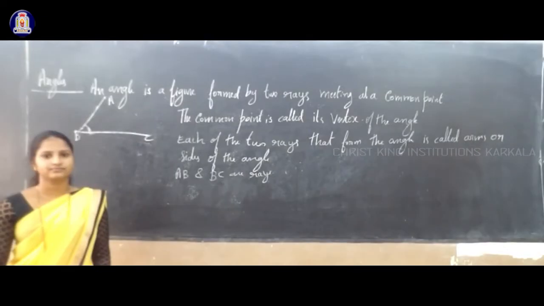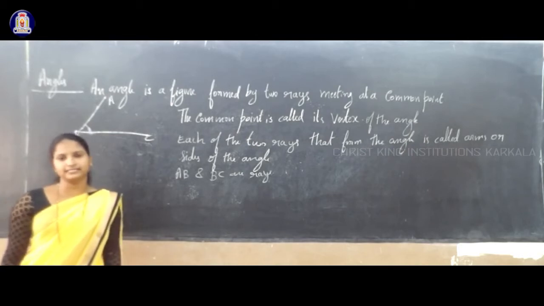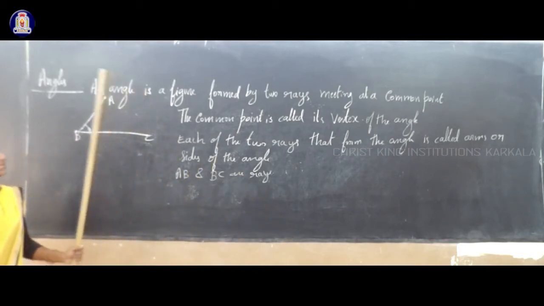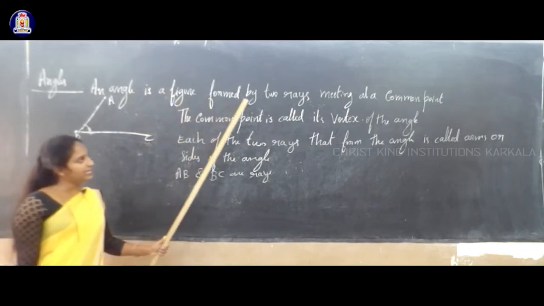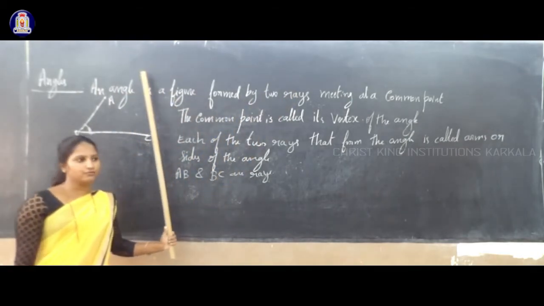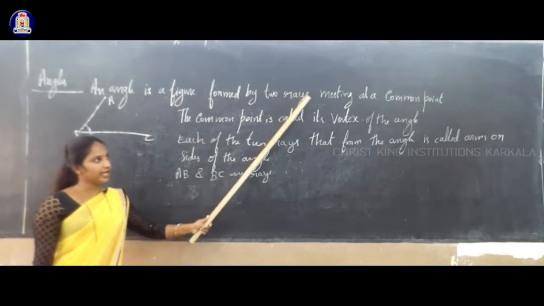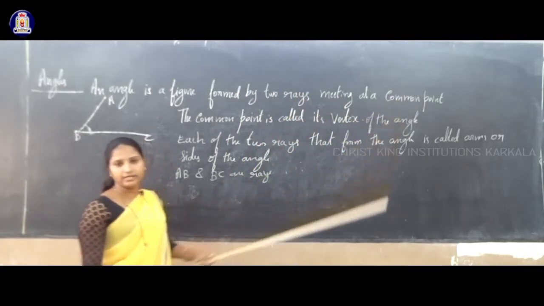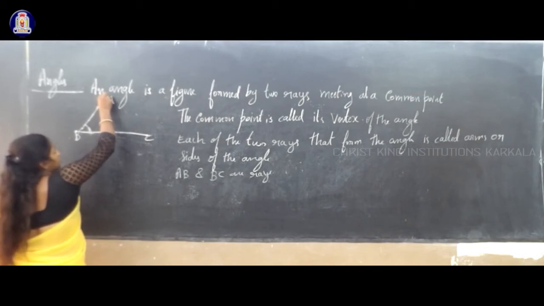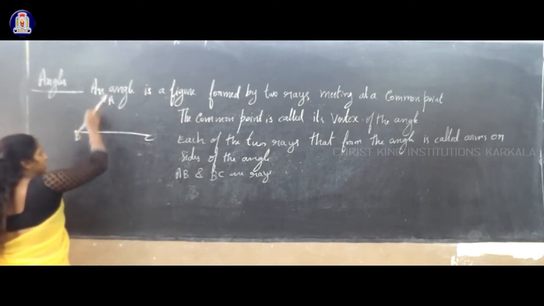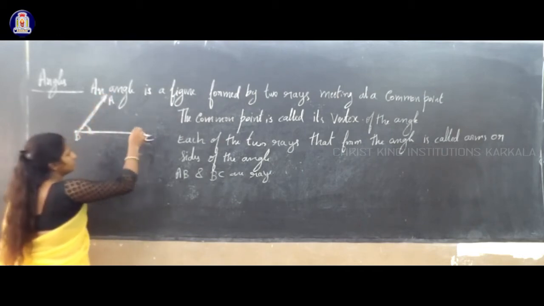Okay. Next concept, that is angles. Do you know what an angle is? An angle is a figure formed by two rays meeting at a common point. So an angle is formed by two rays. Ray means, you know how you can write rays. This is AB, one ray, and BC is another ray.